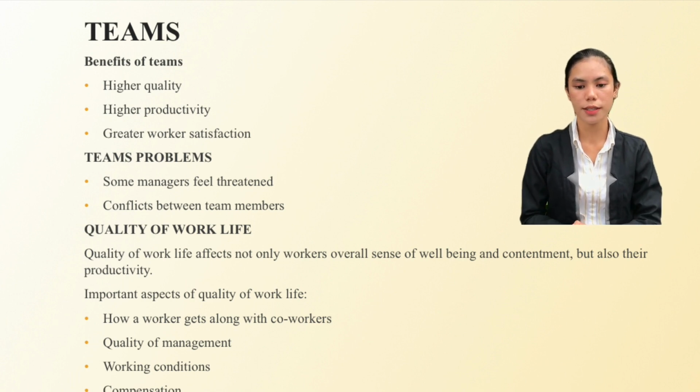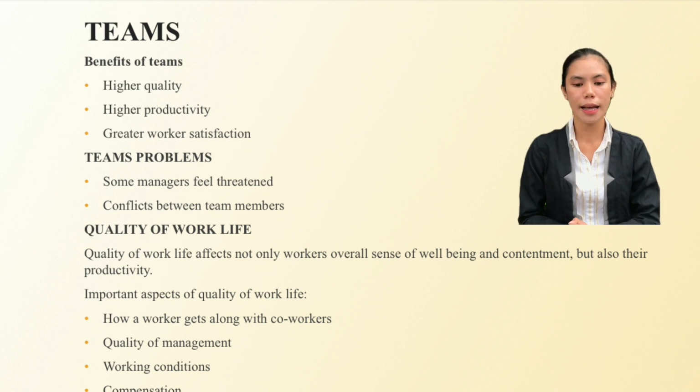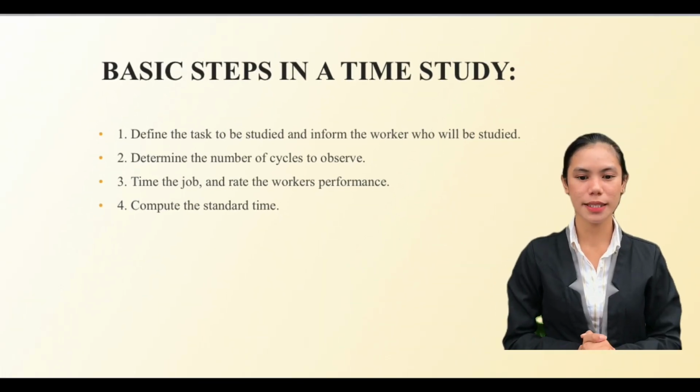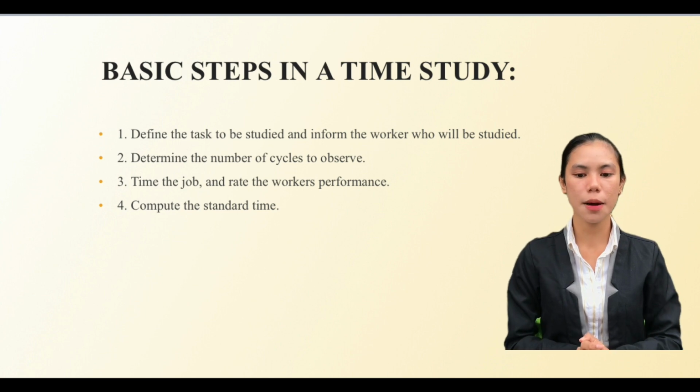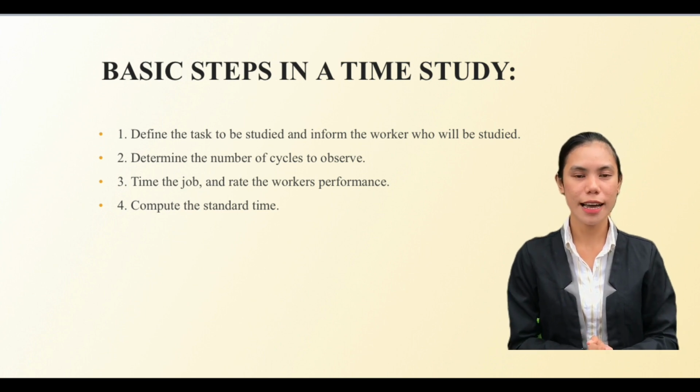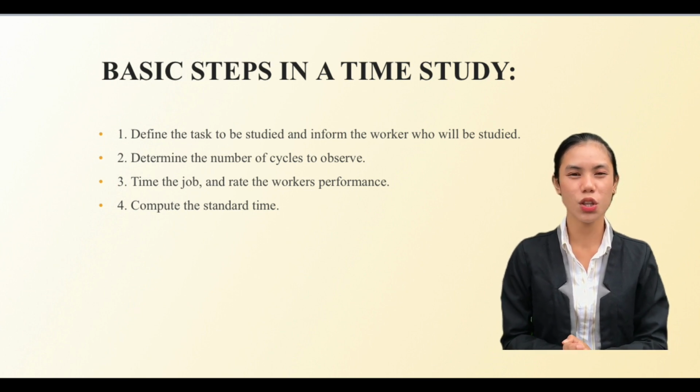Quality of work life affects not only a worker's overall sense of well-being and contentment, but also their productivity. Important aspects of quality of work life: how a worker gets along with coworkers, quality of management, working conditions, and compensation. Basic steps in a time study. First, define the task to be studied and inform the worker who will be studied. Second, determine the number of cycles to be observed. Third, time the job and rate the worker's performance. And last, compute the standard time.